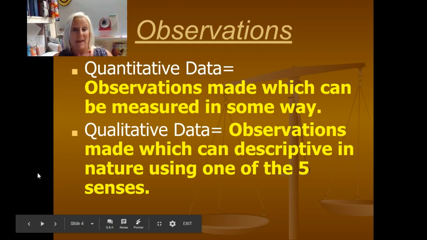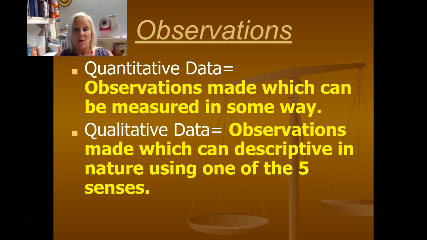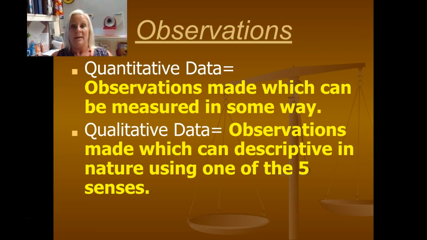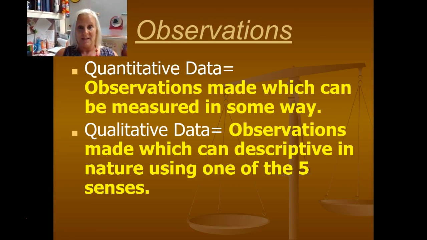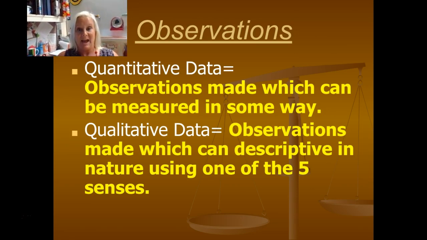Now, when we make observations, we know that there are different types of data that we can collect. And you've probably heard these terms before because they're typically used with the scientific method. So quantitative data is when observations are made which can be measured in some type of way. So the fact that there was one teacher computer, the fact that there was one demonstration table, three cafe tables, are all examples of quantitative data.